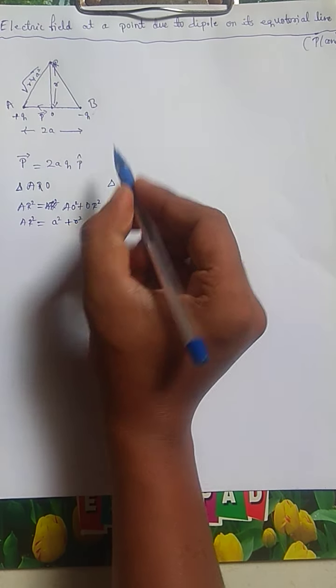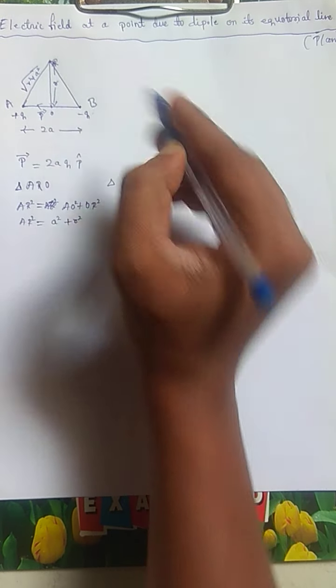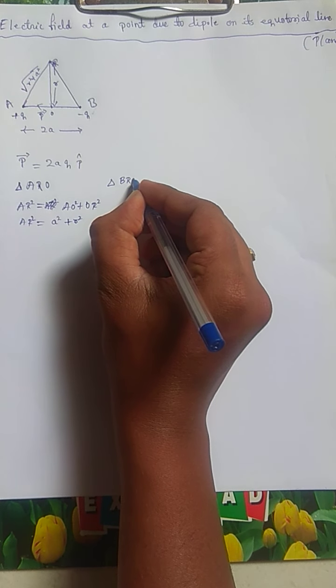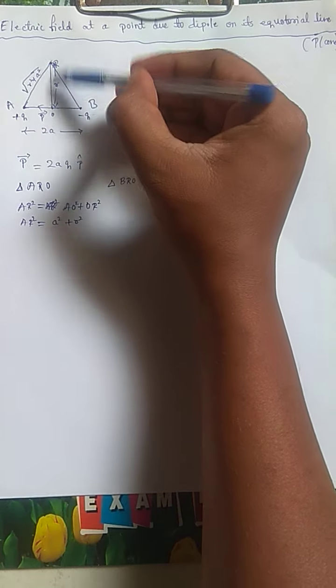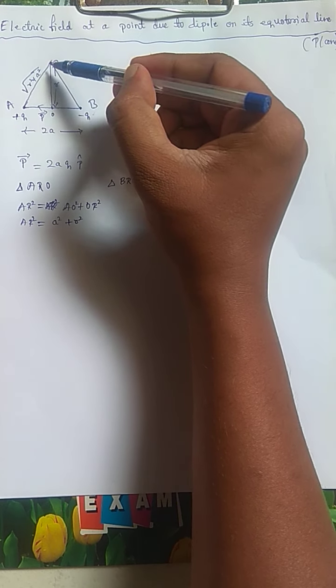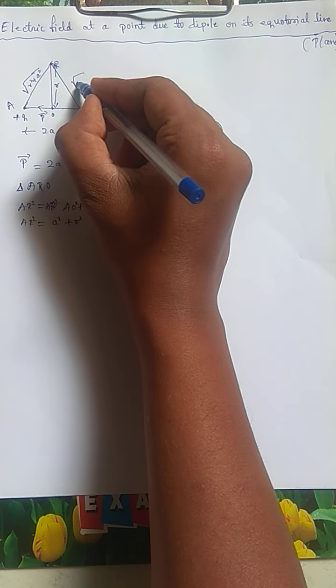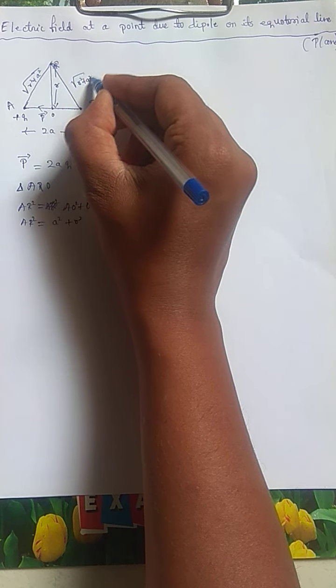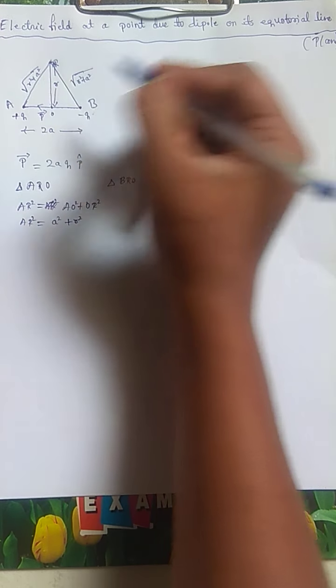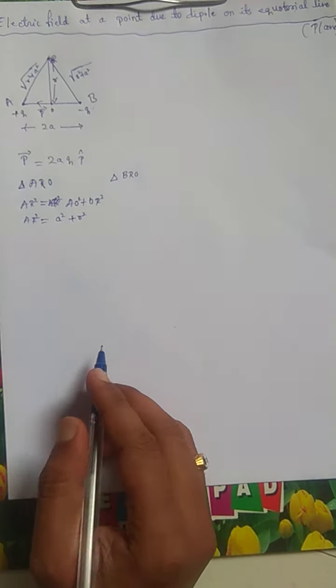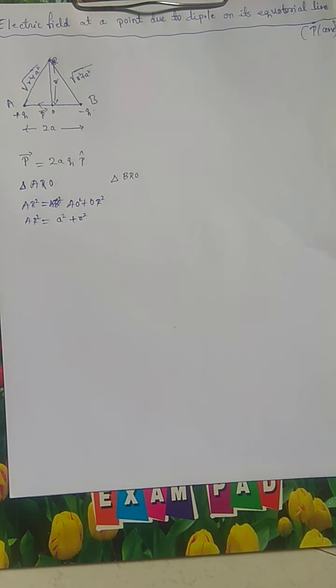Similarly, we have one more right angle triangle, that is BRO. Here also it is a right angle triangle. This is a, this is r. So shall I write directly r square plus a square for this distance? In this way we have got the distance.